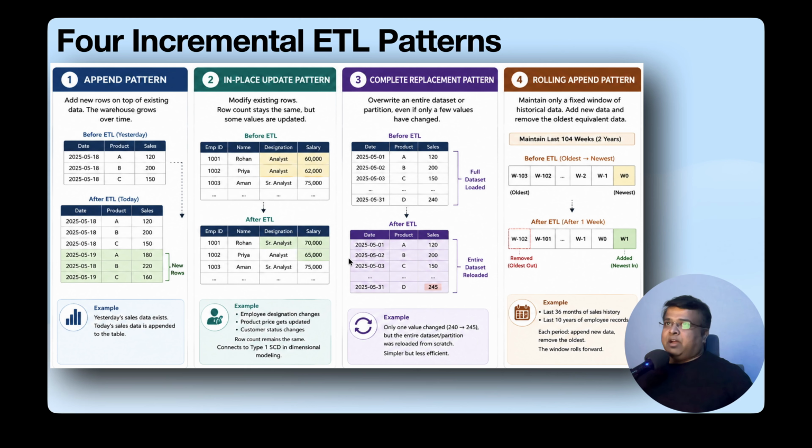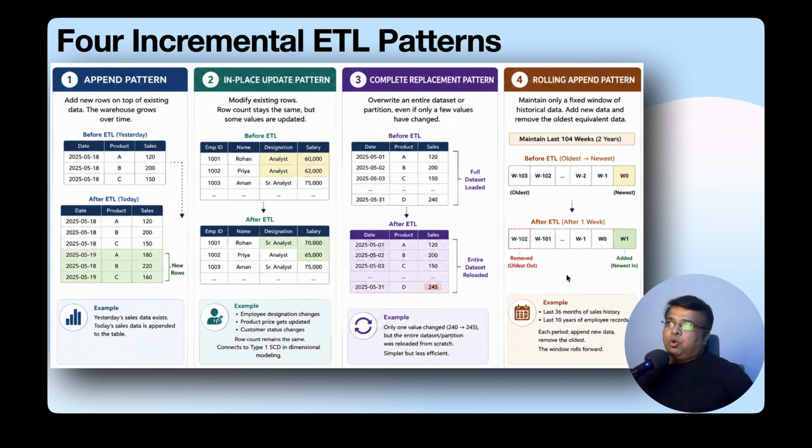And finally, we have the rolling append pattern. This pattern is used when the organization decides to maintain only a fixed amount of historical data. For example, the last 36 months of sales history or the last 10 years of employee records. Whenever new data is appended, the oldest equivalent data gets removed. So imagine you store exactly 104 weeks of sales data, that is 2 years. Each week you add the newest week and you remove the oldest week. The data window keeps rolling forward over time.